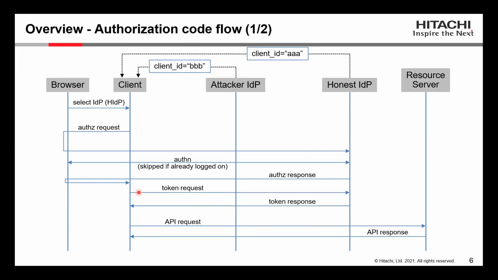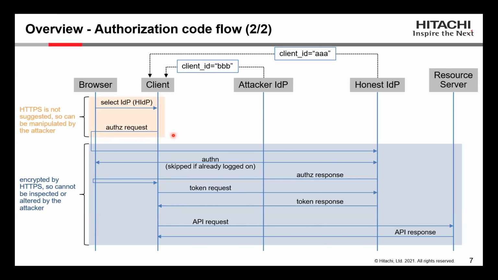After that, the client sends a token request with the authorization code. And HIDP sends a token response. This token response includes an access token. Then the client sends an API request with the access token. And the resource server sends an API response. This is a normal case of the authorization code flow.